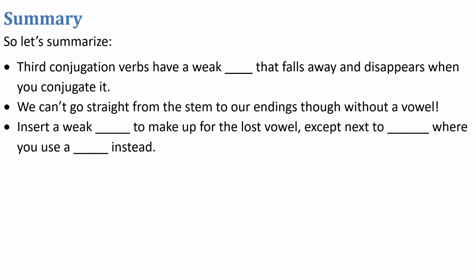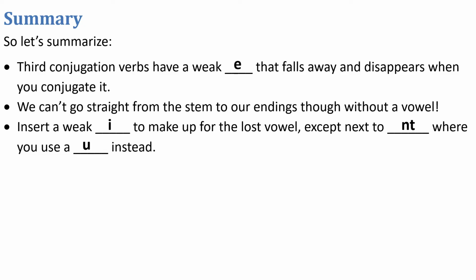Let's summarize. Third conjugation verbs have a weak e that falls away and disappears. We can't go straight from the stem to our endings, though, without a vowel in between. Insert a weak i to make up for the lost vowel, except next to nt, where instead you use the letter u.